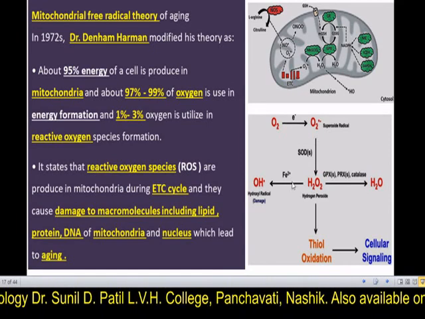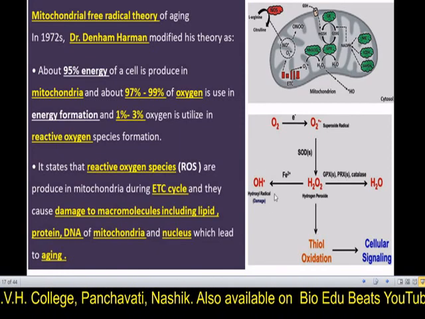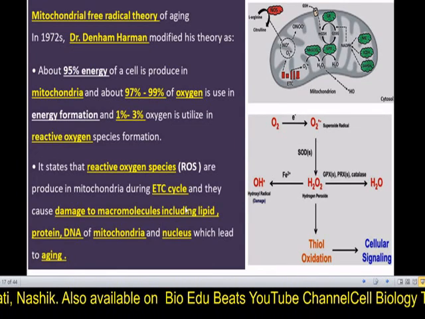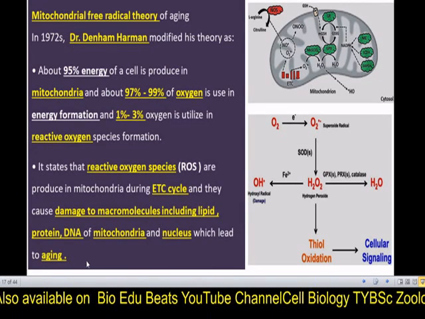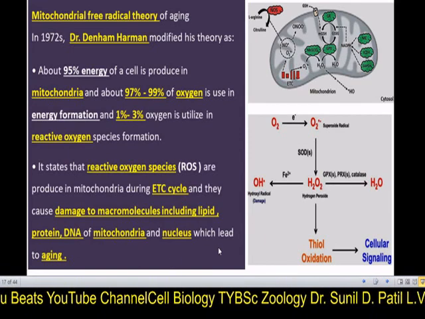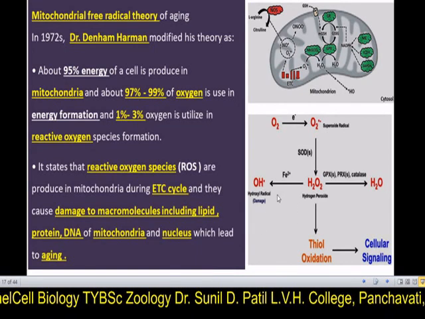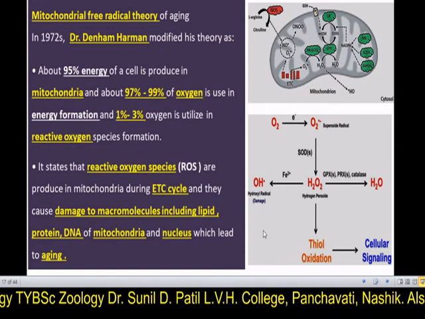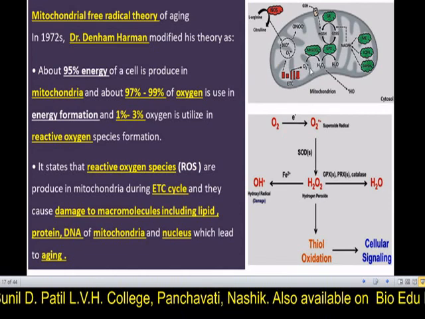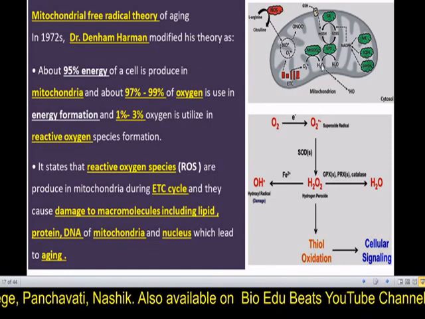But if it combines with ferrous iron, it forms the hydroxyl radical. This hydroxyl radical causes damage to the organelles of the mitochondria: the protein, DNA, lipid, macromolecules of the mitochondria. So this is the mitochondrial free radical theory. ROS is formed, and from this forms the hydroxyl, negatively charged free radical. The same thing is given here: the free radical from the electron transport chain, H2O2, and it may form the OH.